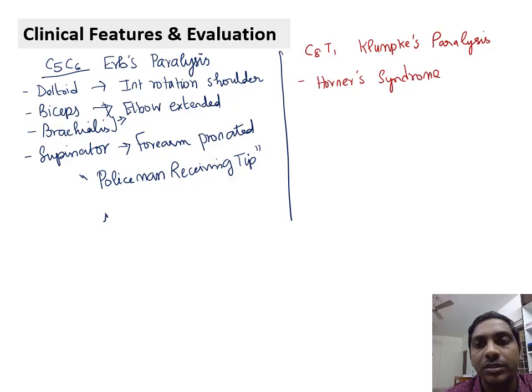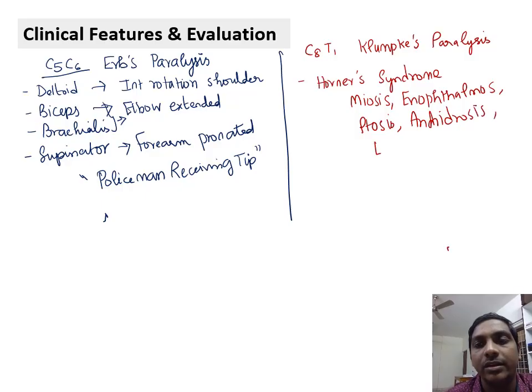Horner syndrome is nothing but miosis, enophthalmos, and ptosis. Enophthalmos means the eyes become sunken. Miosis means there is constriction of the pupil. Ptosis means drooping of the eyelid. And anhidrosis, that means loss of sweating in that area. And finally loss of the ciliospinal reflex.